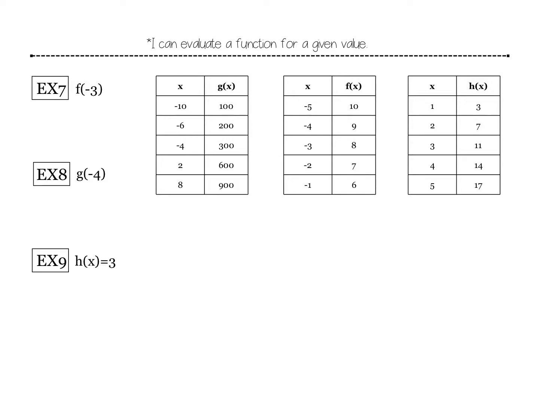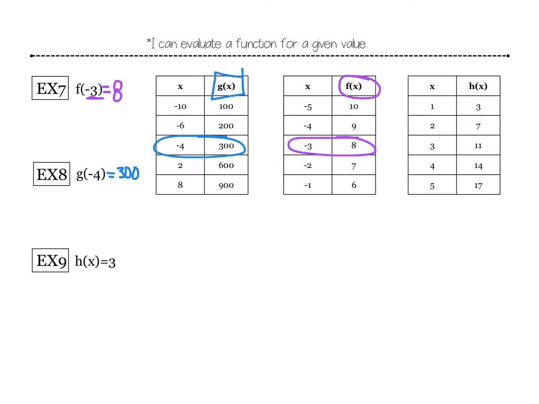So I'm looking for an example 7, f of negative 3. So negative 3 is my input because it's inside those parentheses. So I'm going to go to the f function, and I'm looking for what is the output when the input is negative 3. The output is 8. All right, go ahead and try example 8 on your own. So hopefully you found that g of negative 4 is 300 because we're looking for the output when the input is negative 4 of the g function.